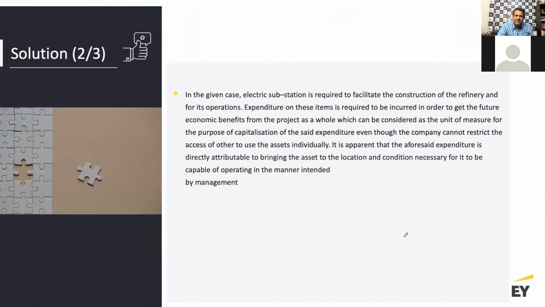In the given case, the electrical substation. What is important for you is to write this theory, write this basis in the answer. So don't just jump to the answer just like that. Write the basis of your conclusion. Why are you suggesting this answer?